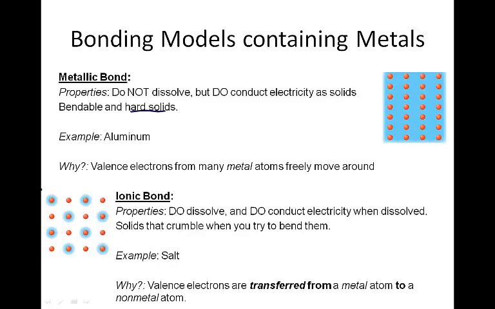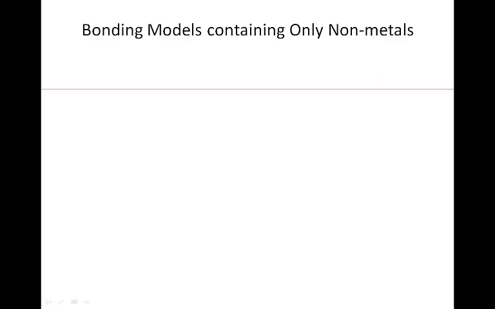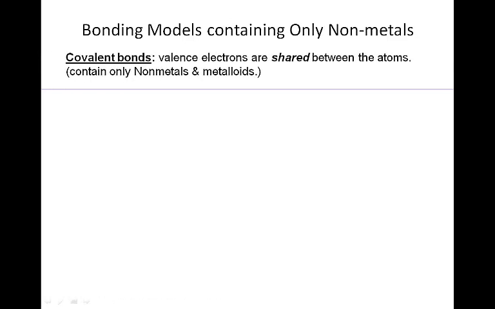Okay, so those are the only two kinds of bonding that can occur if you have a metal. If it's pure metal, it's metallic. If it has a metal atom and a nonmetal atom, it is ionic. Now, what if there's only nonmetals in your substance? Typically, if there's only nonmetals, you're going to see a covalent bond form.